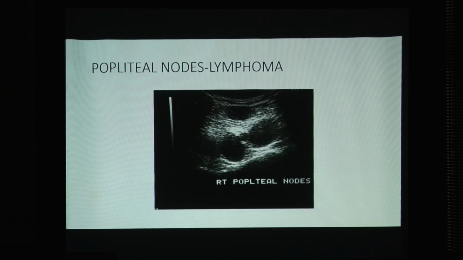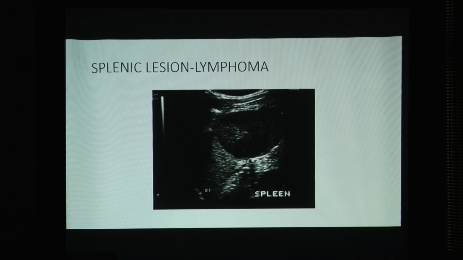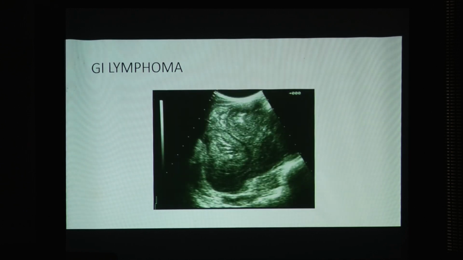Then popliteal lymph nodes are seen as well-defined hypoechoic structures in the popliteal region, lymphoma. The splenic lesion, a hypoechoic lesion in an enlarged spleen, could also be lymphoma. The GI lymphoma can be detected by barium studies, CT, etc. But this is an ultrasound image with thickened bowels, which are separated. Sometimes there will be presence of fluid also.